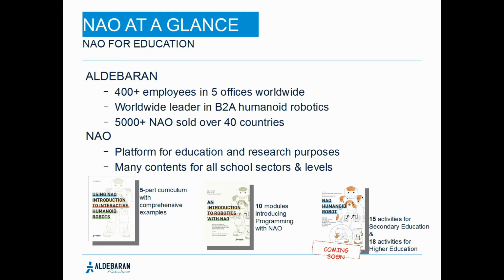But let's quickly talk about the company and the robot. Aldebaran is a French company. We are more than 400 employees and we have sold more than 5,000 NAOs all over the world. We are the worldwide leader in humanoid robotics at school. We provide lots of content for teachers to use in the classroom.